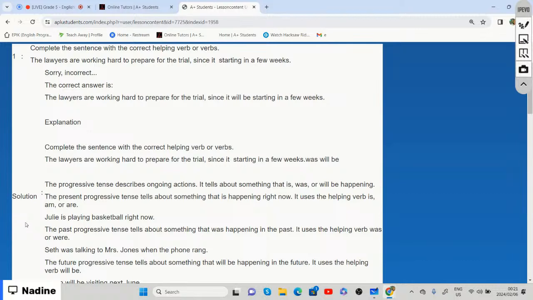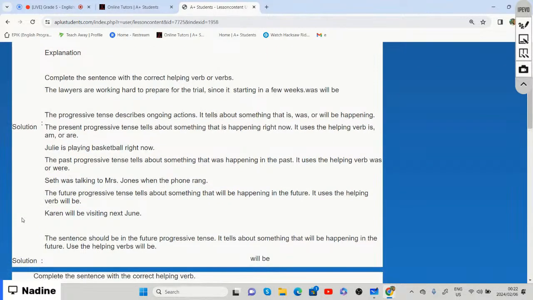And then we have the past progressive tense, which tells us about something that was happening in the past. And it uses the helping verb either was or were. Was, which refers to one person or thing, and were refers to more than one person or thing. And then we have the future progressive tense, which tells us about something that will be happening in the future. The future can be tomorrow, can be in 5 hours' time, 2 hours' time, it can be next week, next month, next year. And it uses the helping verb will be.